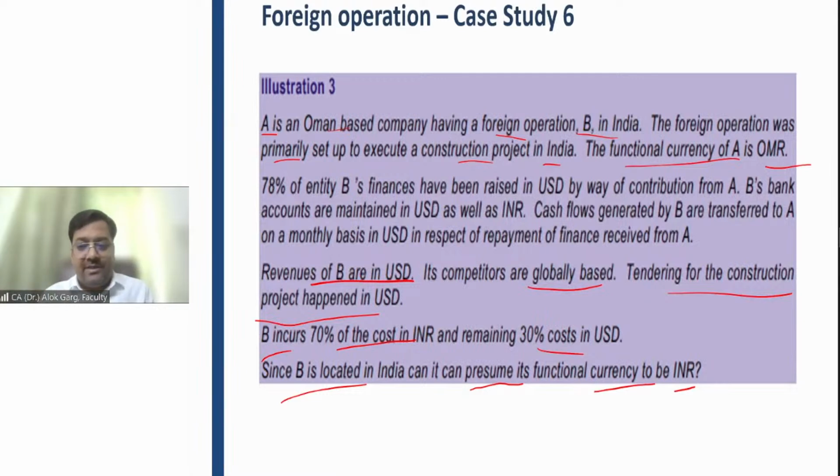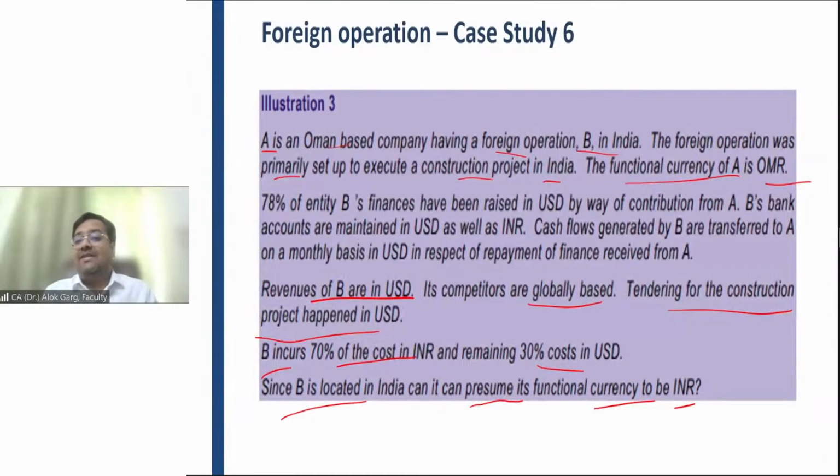If it is a foreign operation, we need to look at additional 4 factors. What are the additional 4 factors? Please tell me. The first: whether the foreign operation is considered as an extension of the reporting entity, right? You need to consider that. So in this case, whether this foreign operation is considered as an extension of the reporting entity, yeah, it may be. It may be considered as an extension, okay?